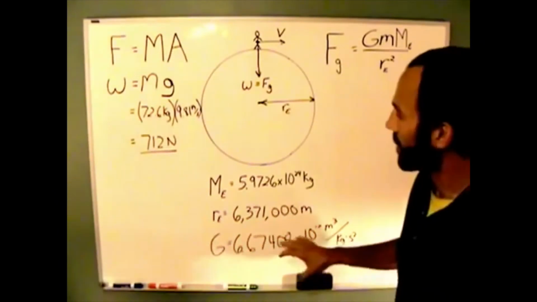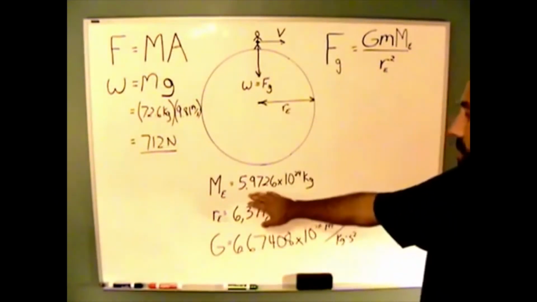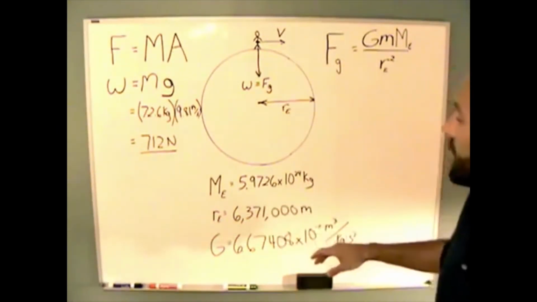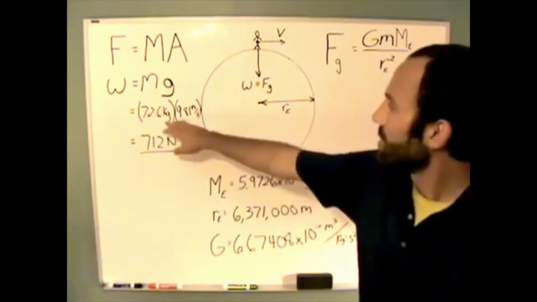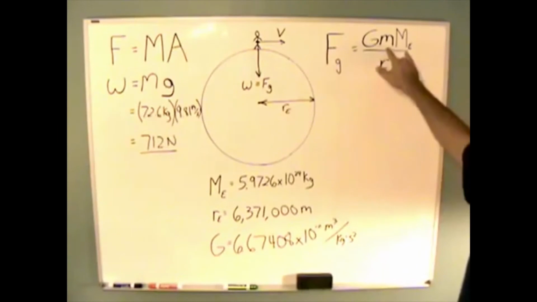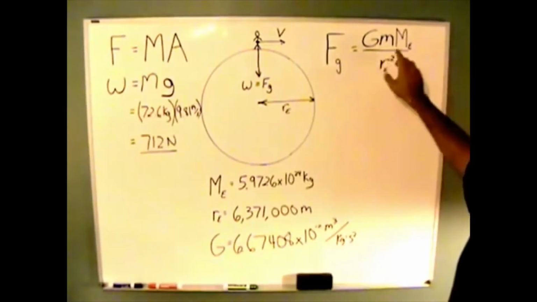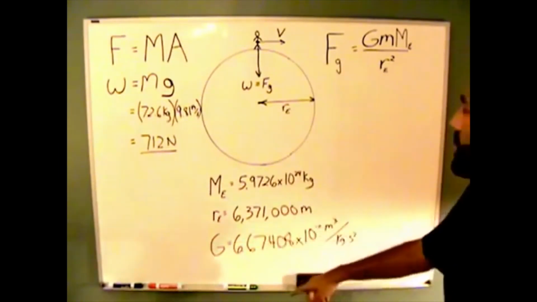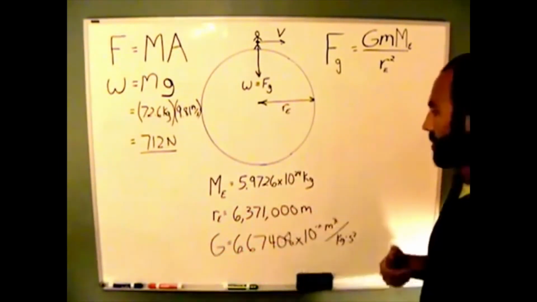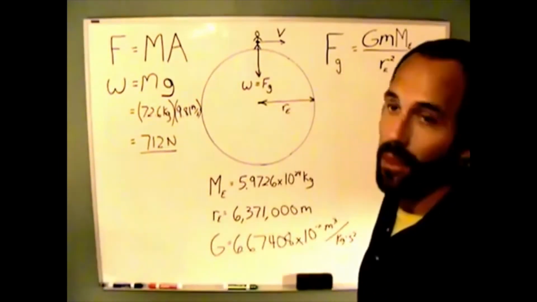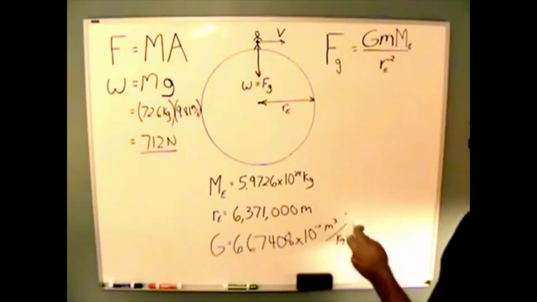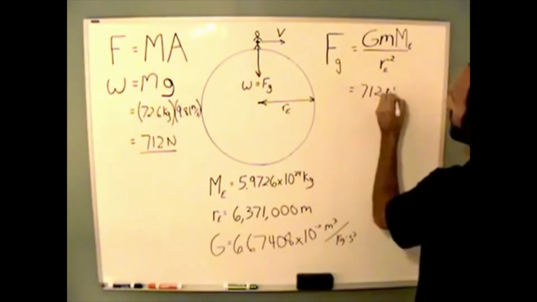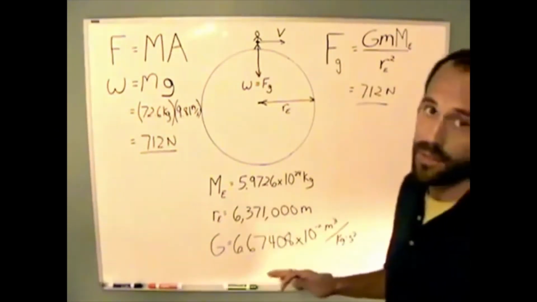So if you plug in the mass of Earth, which I have written here, which is 5.9726 times 10 to the 24th kilograms, a really big number, my mass, 72.6 kilograms, the gravitational constant, and the radius of Earth, which is 6,371,000 meters, you will get 712 newtons, roughly. Pretty close. Close enough to say it's the same.